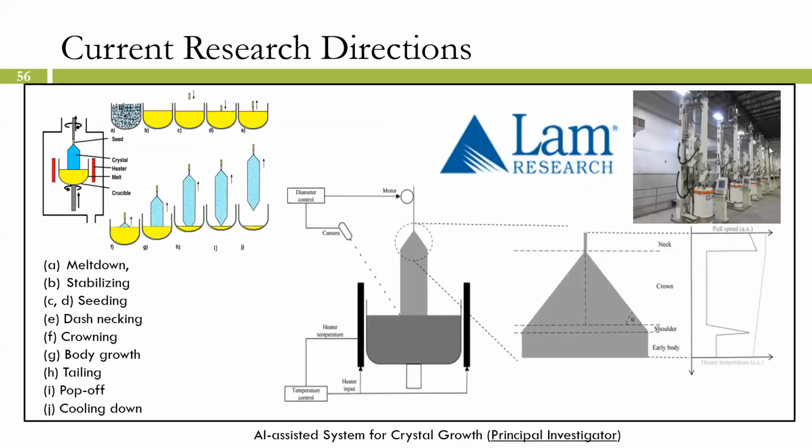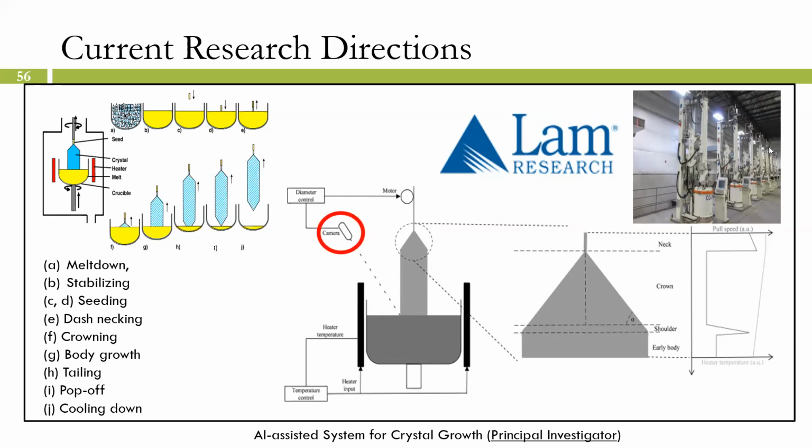And we got another project funded by LAMP Research about crystal growth. I was very happy to know that Dr. Shah got a project about crystal growth as well. In crystal growth, we have several phases, like meltdown, stabilize, seeding, necking, crown, body, tailing, and pop-up. And if something goes wrong, like in the body or in the crown stage, then we have to reset the entire process. Hey, is there anything that we can use AI or computer vision for here? The question is right there.